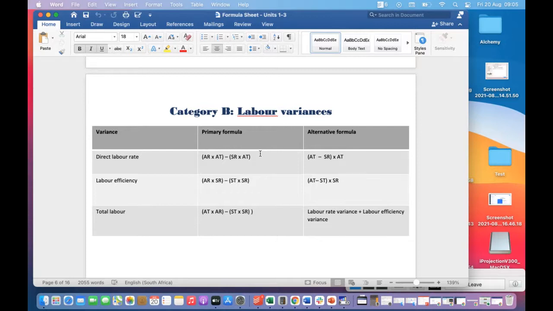Does it make sense? And at least these ones are clearly distinctly different. In this first formula, we're working with actual time, because we want to know money-wise. Here now we're focused on efficiency. That's why we're using what we budgeted in terms of the time. Did we spend less or did we spend more? Okay. And then this last one, total labor.